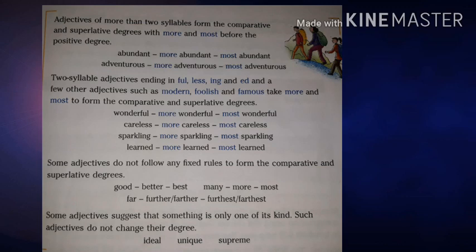Some adjectives do not follow any fixed rules to form the comparative and superlative degrees. Example, good, better, best. Many, more, most. Some adjectives suggest that something is only one of its kind. Such adjectives do not change their degree. Example, ideal, unique, supreme, etc.